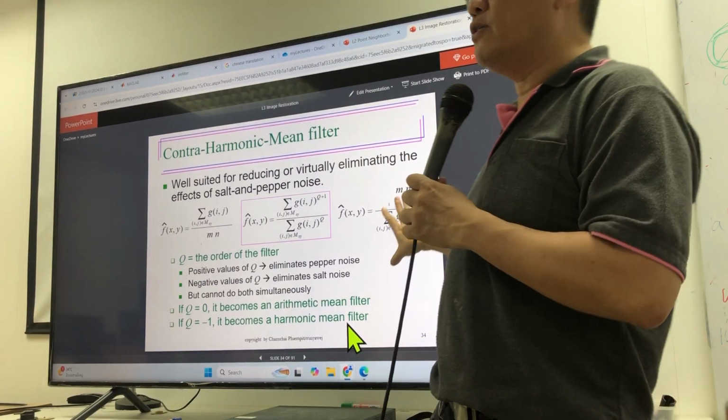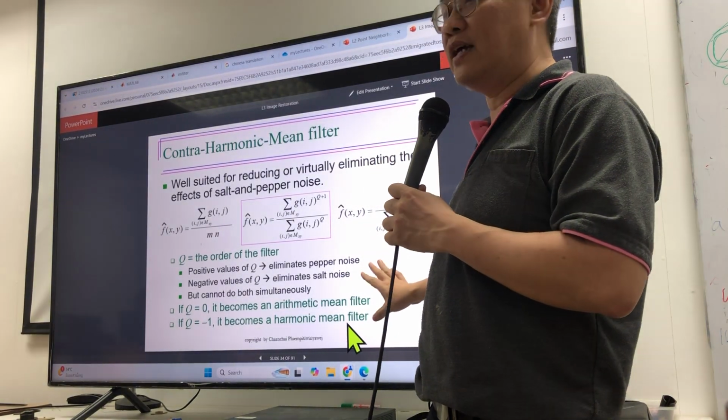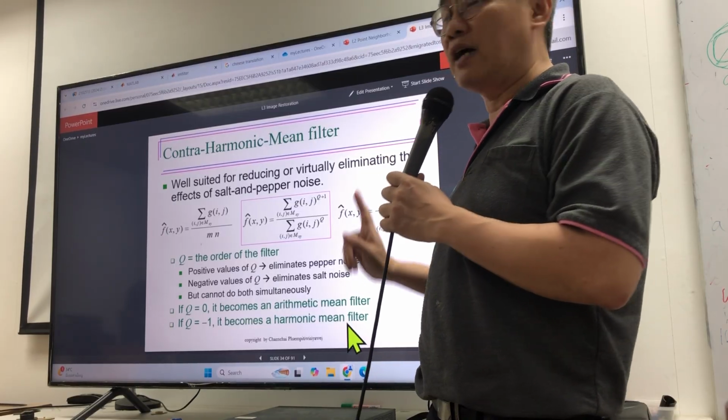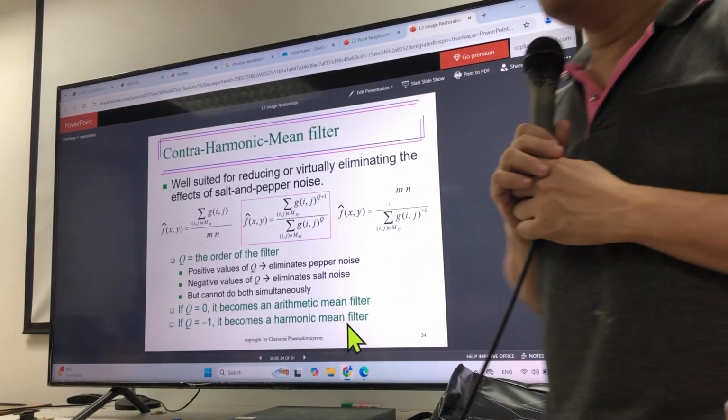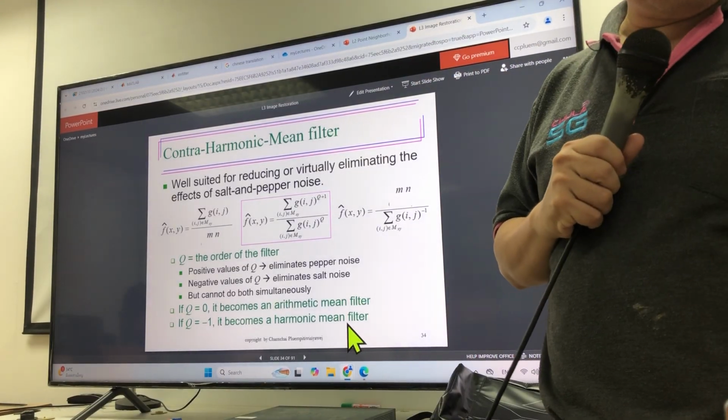And this will be your homework. You're supposed to write a function to do the contra-harmonic mean with the input Q.